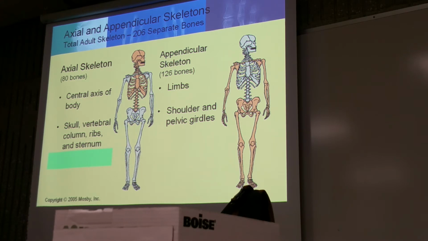So the skeletal system is broken up into two different parts. We have the axial skeleton, which is the central axis of the body, including the skull, the vertebral column, the ribs, and the sternum. The appendicular skeleton refers to the appendages in your limbs. This also includes your shoulder and your pelvic girdle. Again, we're just scratching the surface. Once we get into the different units, we spend a little bit more time on the specifics. Okay, so this is just a brief introduction.